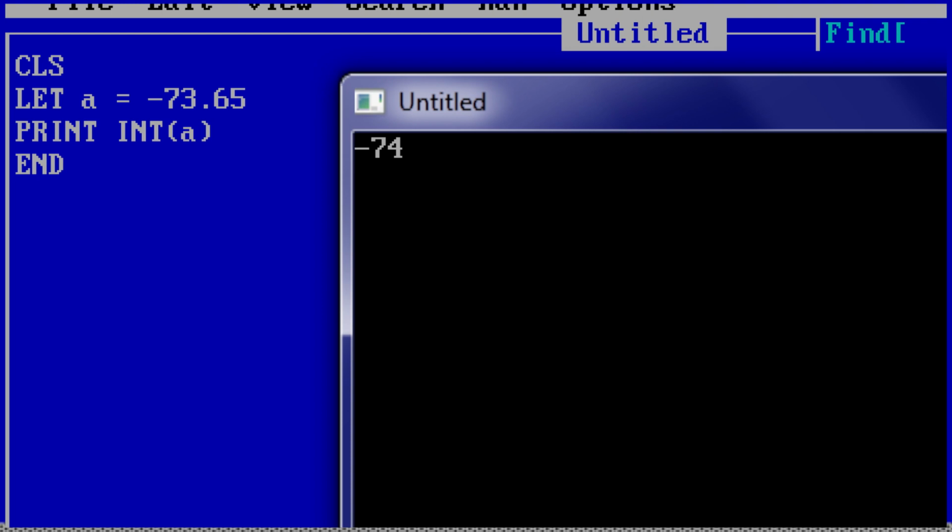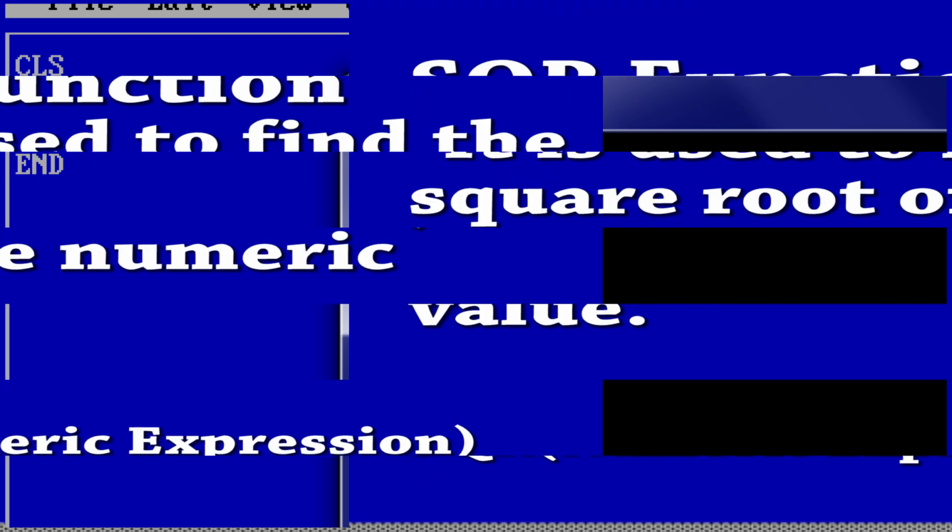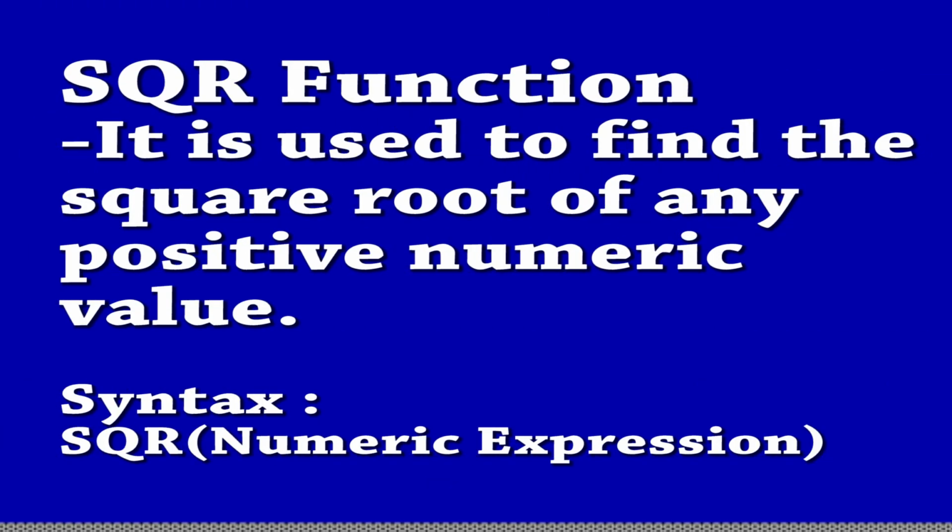So you can see another example. Here a equals minus 73.65, and in the output it has rounded. Understood? Okay, so now I'll read another topic. Our next topic is the SQR function. It is used to find the square root of any positive numeric value.